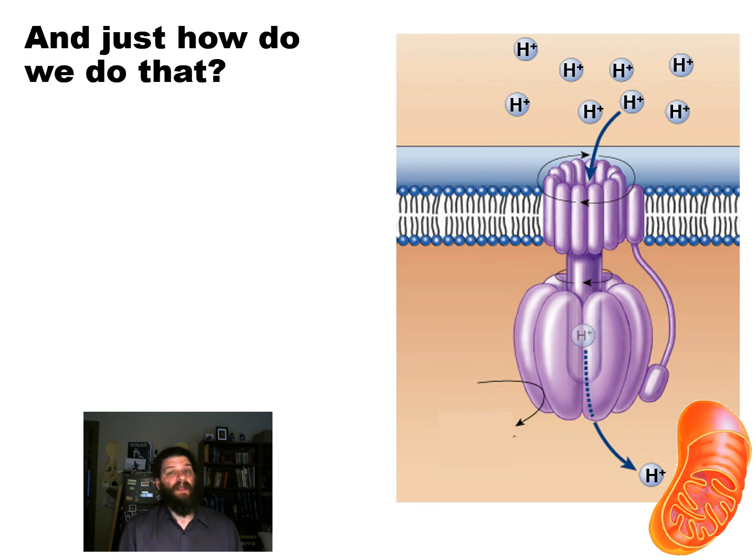So how are we going to make all of those ATPs? We've only made 4. We need a lot more in order to run big clunky animals. So how are we going to do this? Well, this is where ATP synthase comes in.